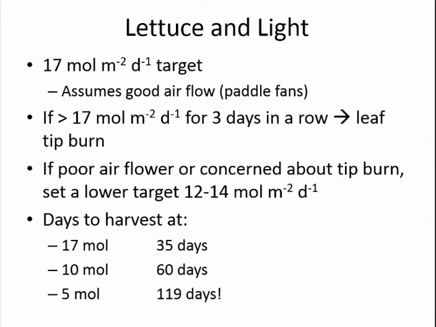If you have poor airflow, like you don't have those vertical airflow fans, then your light target should actually be lower than 17 moles, maybe on the order of 12 to 14 moles of light. And then, of course, I just wanted to point out at the bottom that the lower light that you have, the longer your days to harvest is going to be. So if you had to reduce your daily light integral to, say, 10 moles because you were worried about not having adequate airflow and too high relative humidity, it's going to take you about twice as long to produce a marketable crop as it would at that 17 mole target.